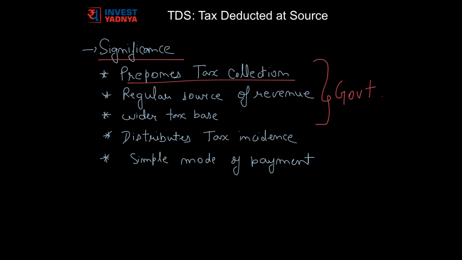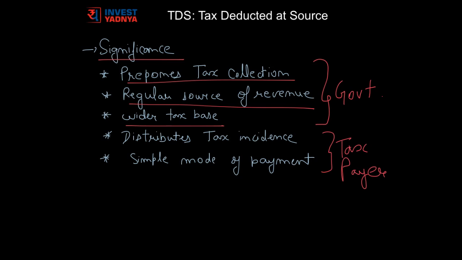The significance of the TDS to the government lies in the fact that it prepones the collection of tax, ensures a regular source of revenue for the government, and provides for a greater reach and wider base of tax. At the same time, for the taxpayer, it distributes the incidence of tax and provides for a simple and convenient mode of payment.